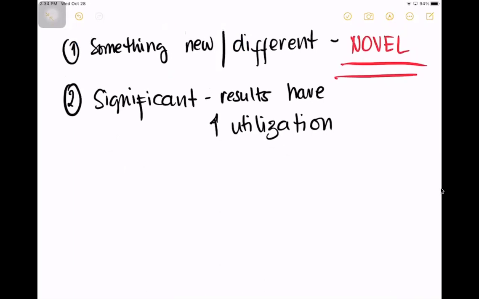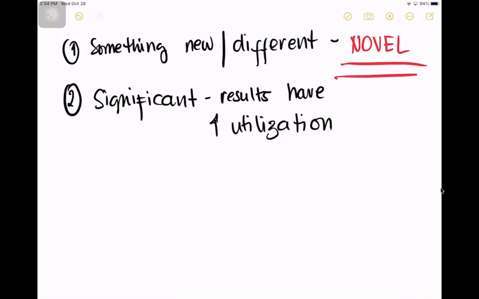And what do we mean when we say results utilization? It means that whatever findings or results that the study can produce upon completion can be utilized in various ways, not just by a few people or organizations, but on a large scale.